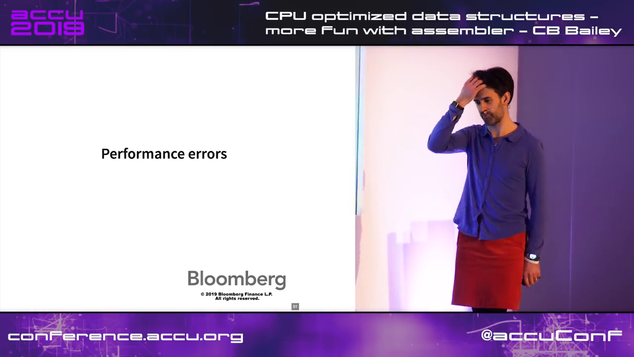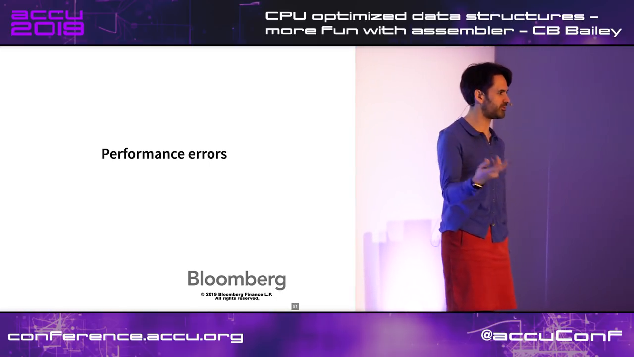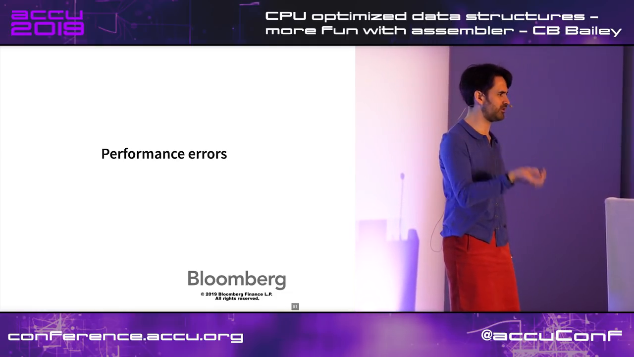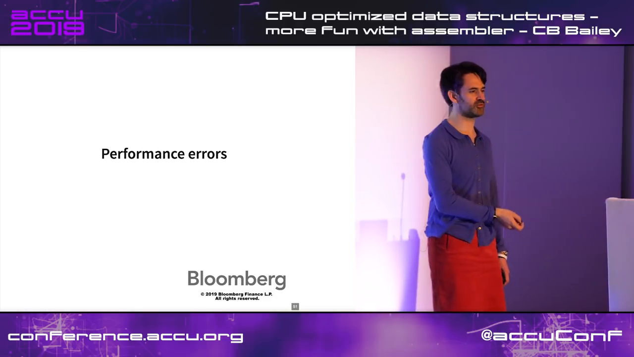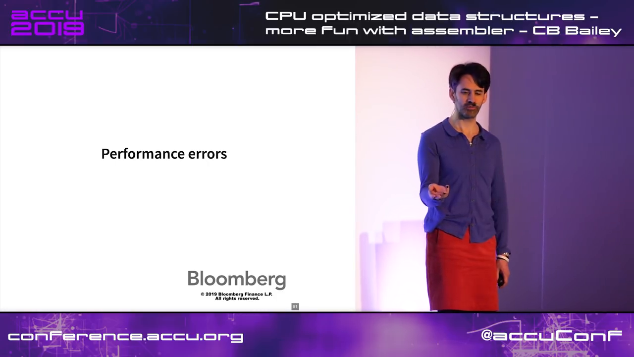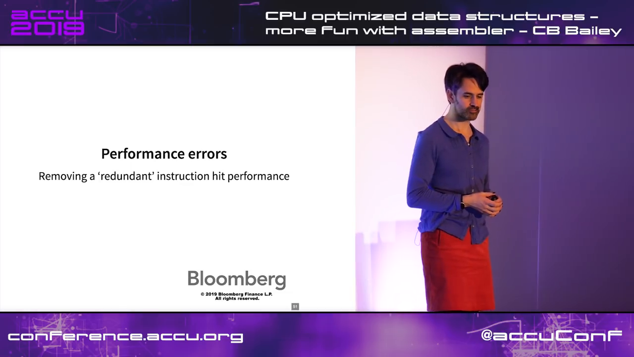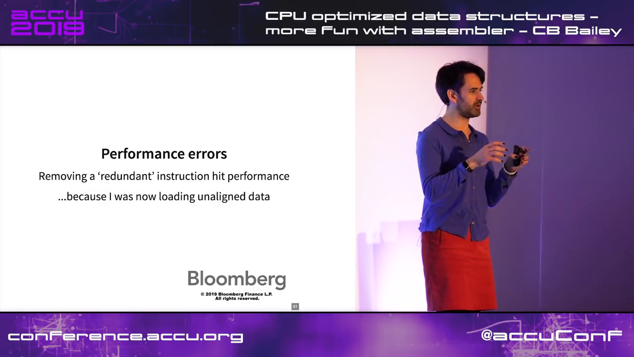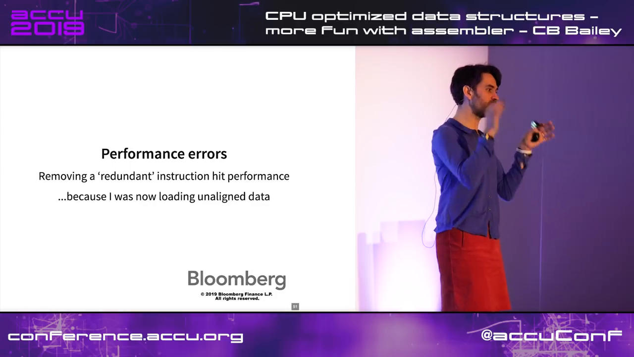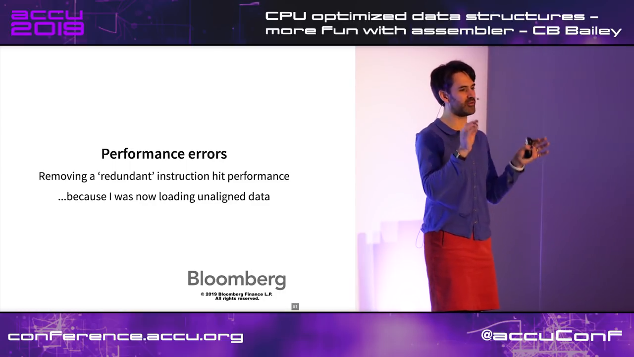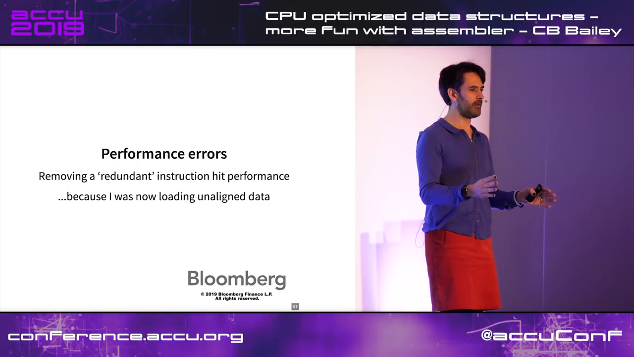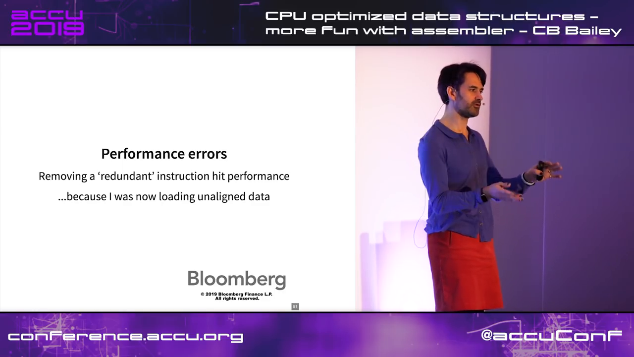So, here's one type of error, a performance error. I had some code that was working pretty well, and I noticed I had a totally redundant instruction. I was populating this bit of memory from this register, never using it. I deleted the instruction, and my code ran slower. It turns out that my nibble mask, I hadn't bothered to put it in the data section. It was still in the text section, and I hadn't put in an align directive before it. It just so happened that the data was nicely 64-bit aligned, and by removing this redundant instruction, suddenly it was no longer 64-bit aligned.